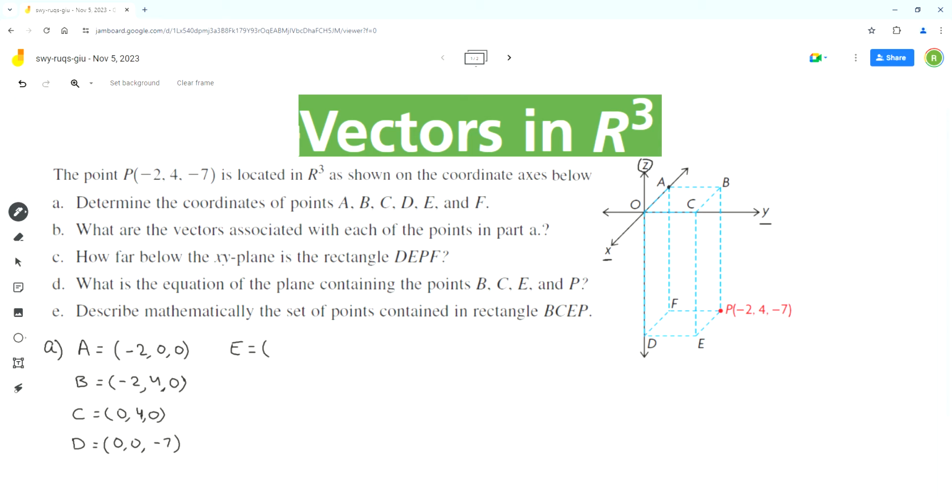Now we can analyze point E. Point E lies in the ZY plane, so its x number is equal to 0. Point E lies in the same plane as the rectangle PEFD. Therefore, the YZ coordinates for point E will be the same as that of point P. So point E is 0, 4, -7.